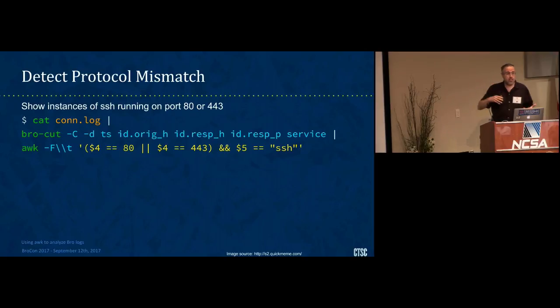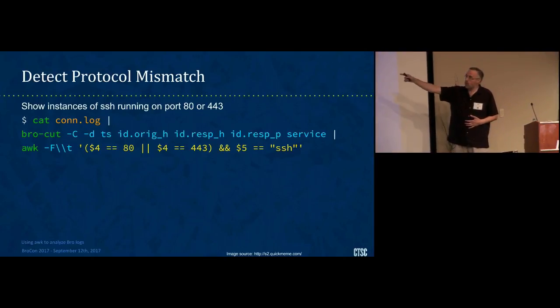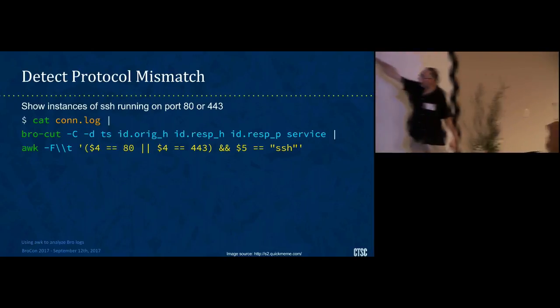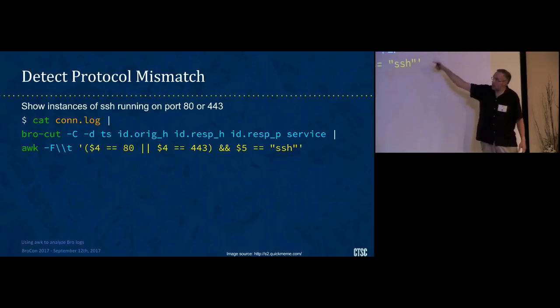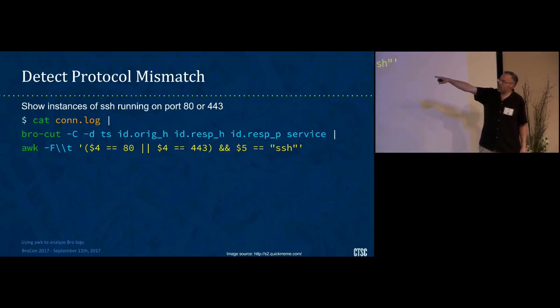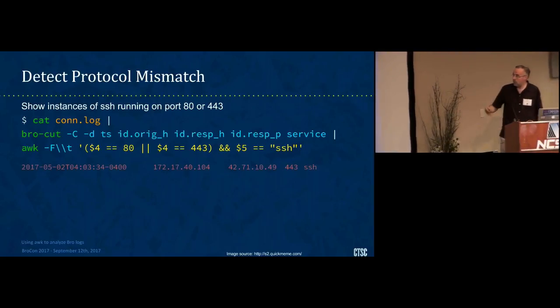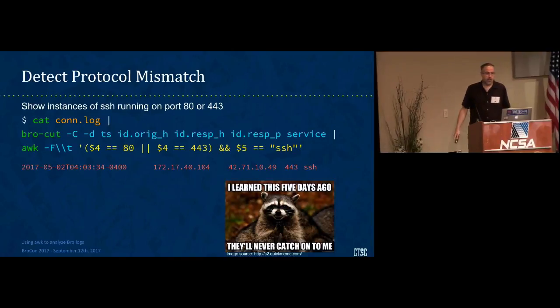Bro analyzes protocols, not necessarily just ports, so you can actually see whether a service is running that doesn't match the standard port. So this would search for instances of SSH. It's looking at the service column, which is the fifth column in the bro-cut output, and it's saying if it's port 80 or 443 and the service is SSH, then print it out. And this is somebody trying to hide their SSH traffic on port 443 probably.